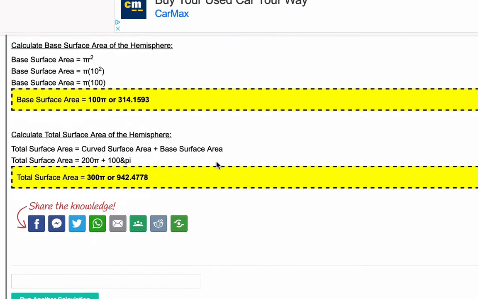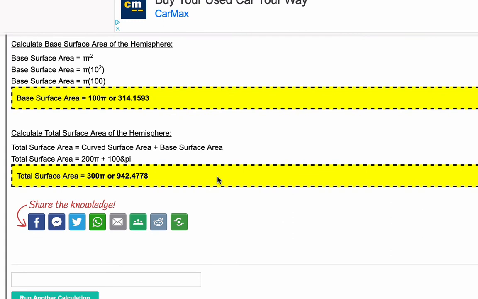And finally, to wrap up, the total surface area of the hemisphere is the curved surface area plus the base surface area. We add these two together and we get our two answers.